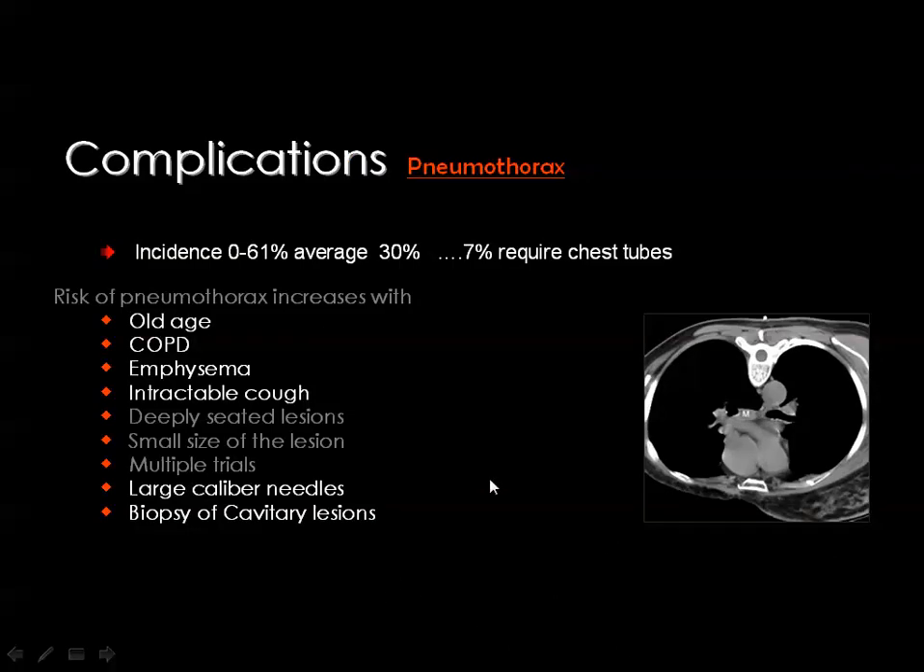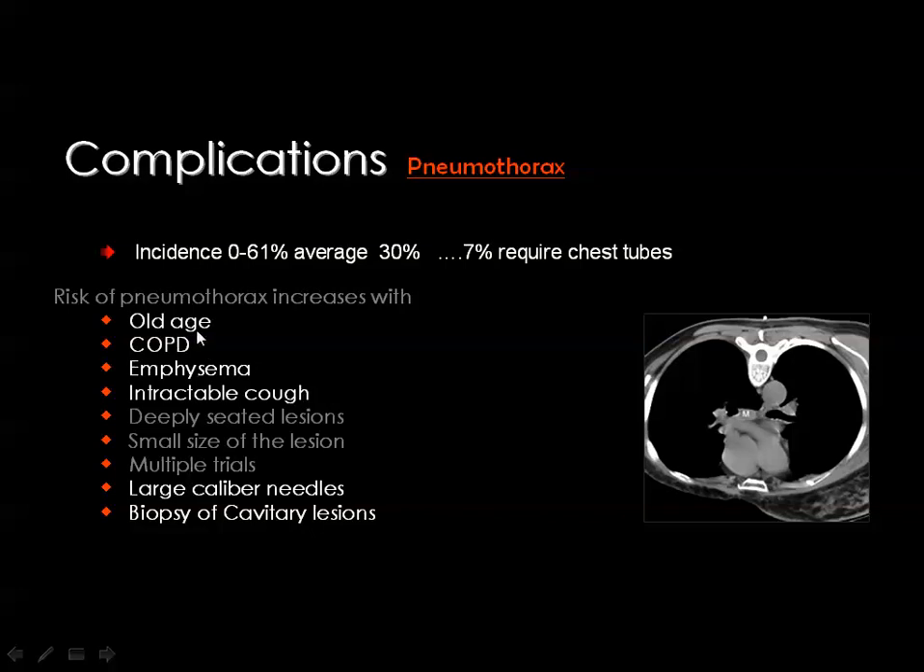What are the causes of pneumothorax? Actually, the incidence of pneumothorax in CT-guided needle biopsies of pulmonary parenchymal lesions ranges from 0 to 61%, with an average of 30% in all cases. Of these 30% of cases, about 6 to 7% require insertion of an intercostal chest tube. These are the risk factors of developing pneumothorax.